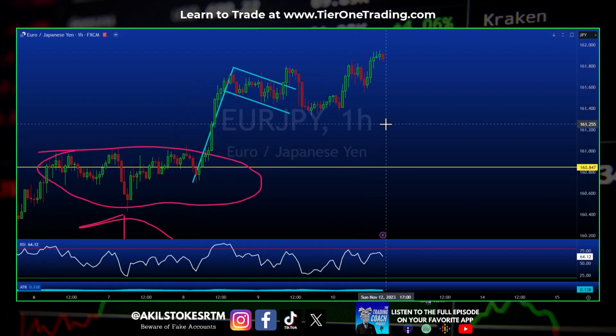Well, the thing is, we can't just act off of our gut, off of our emotions. Even if we think something is going to happen, we just can't act off of it. That's not a very consistent way to trade. You're going to end up getting yourself in a lot of trouble.